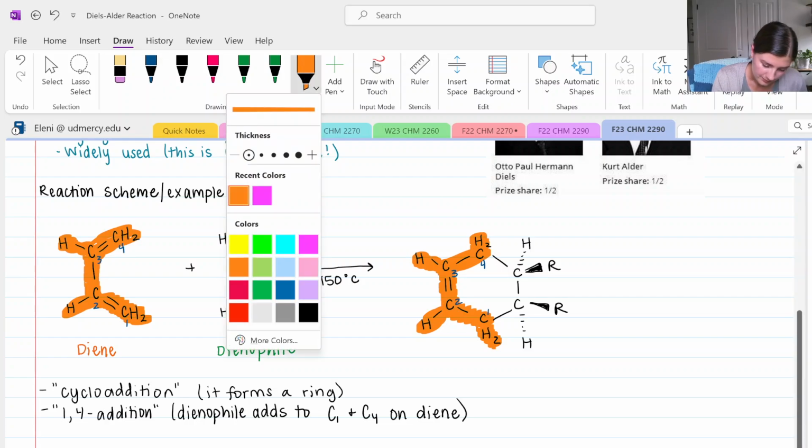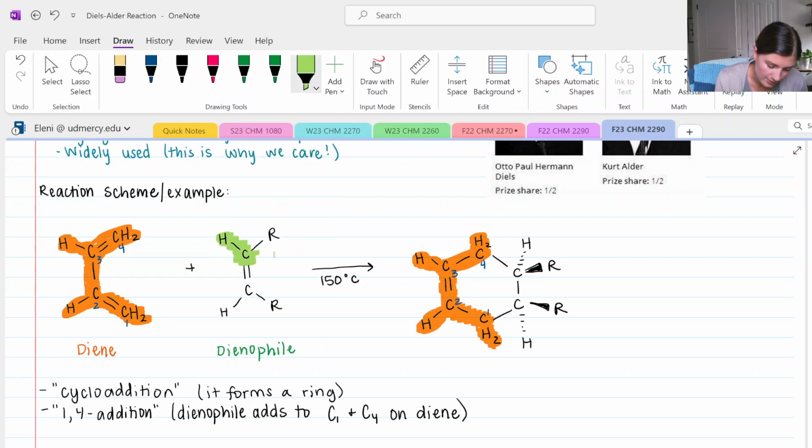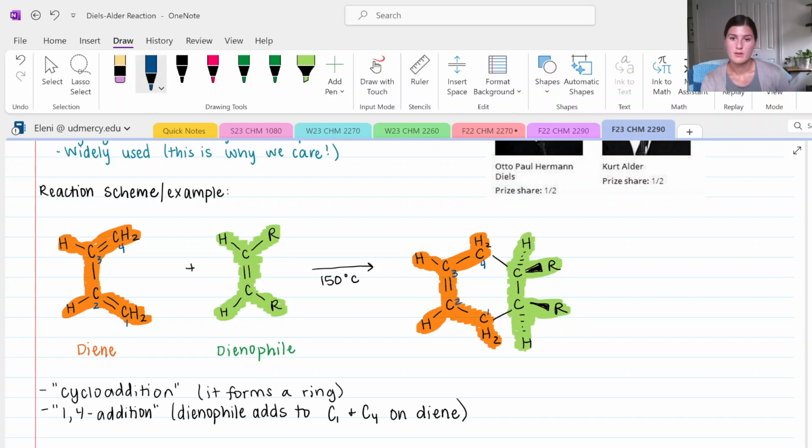Now the dienophile, we have 2 carbons bonded to each other, each carbon bonded to an R group and a hydrogen. Here we have that part of the molecule now in the product. So the dienophile adds, there's a new bond from the dienophile to carbon 1 of the diene, look right here, and carbon 4 of the diene. So that's why we call it 1,4 addition. And we create that new 6-membered ring using the atoms from the diene and the atoms from the dienophile.